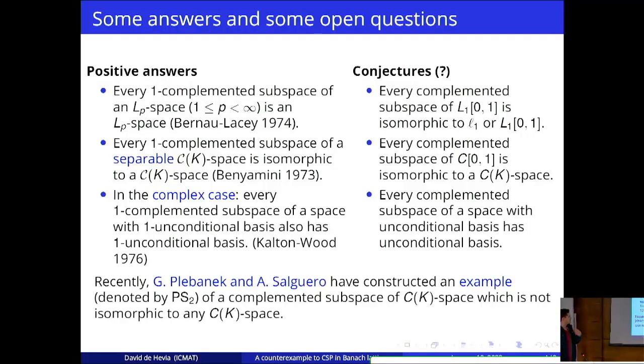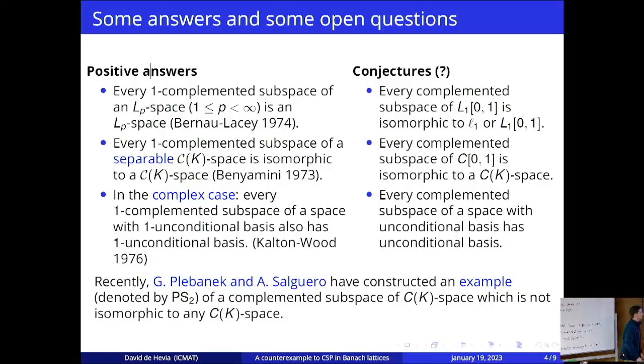Okay. And recently, Bourgain and Alberto Salguero have constructed an example, denoted by PS2, of a complementary subspace of a C(K) space which is not isomorphic to any C(K) space. And this solves a long-standing conjecture also.